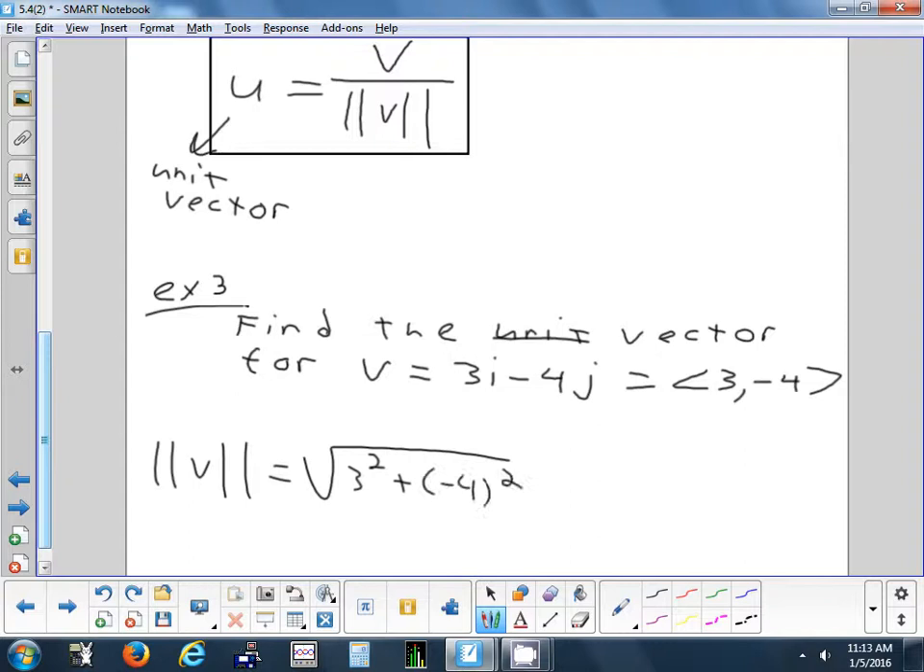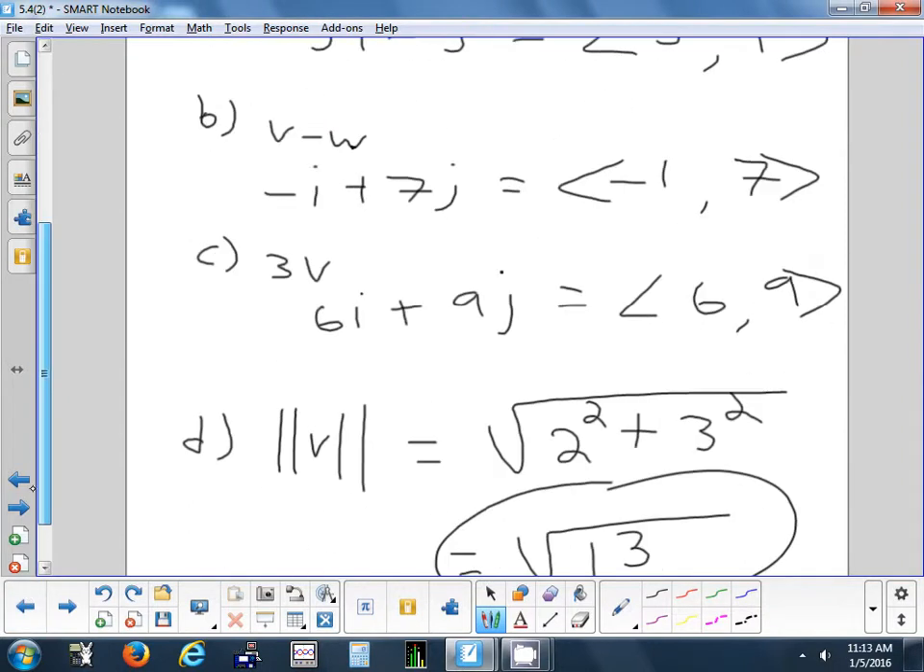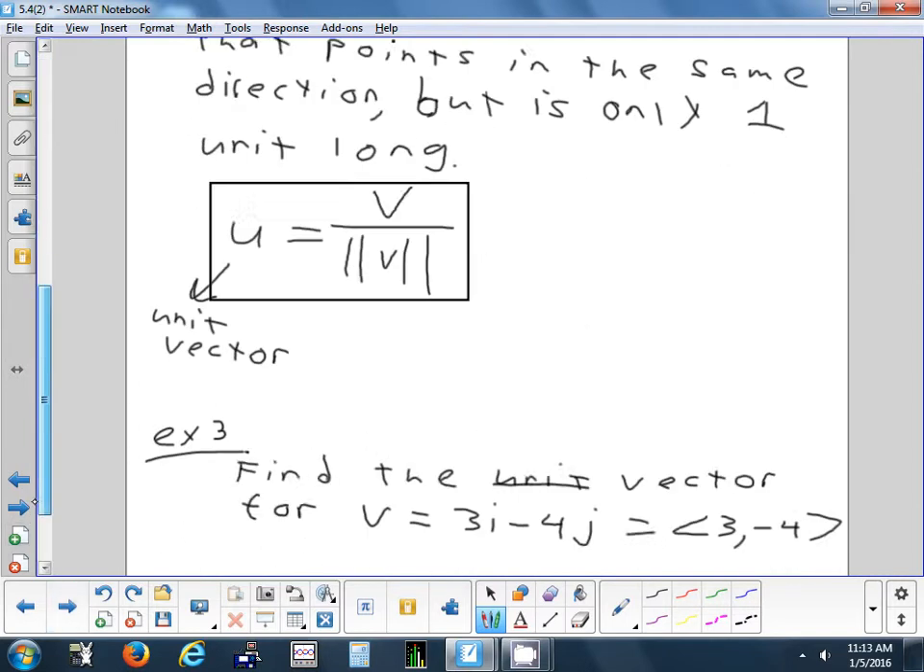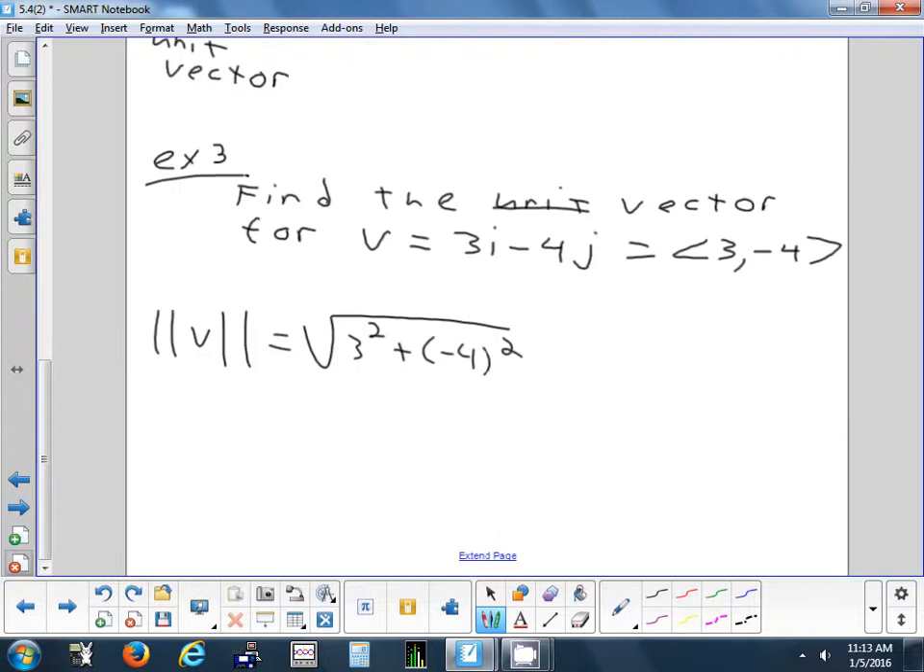Yeah, and this is a little different from the problem we did before. We did 2 and 3 before. This one's 3 and 4. So that gives me 9 plus 16, which is 25. So what's the length of this vector? Okay, so the length is 5. So is this a unit vector right now? No. It has a length of 5. It's 5 times too long. So we need to make it 5 times shorter. So how do I do that?